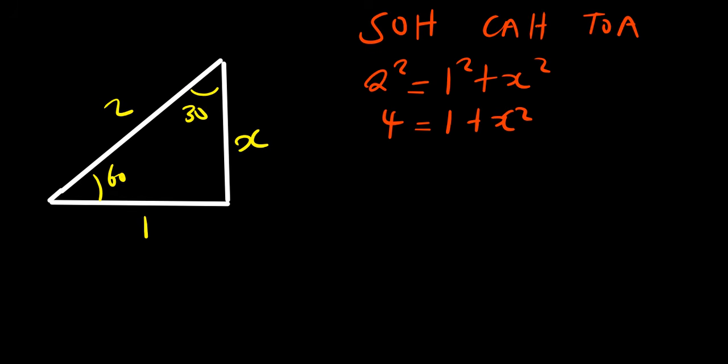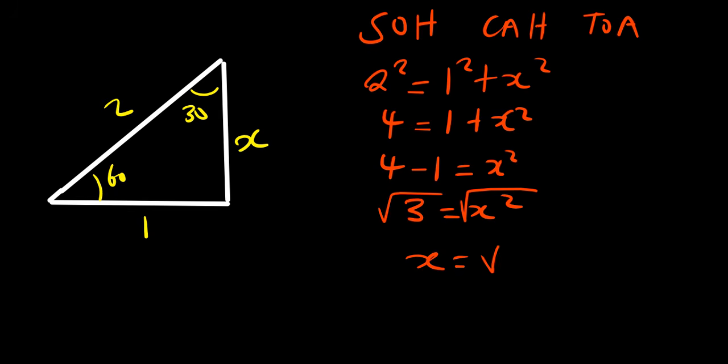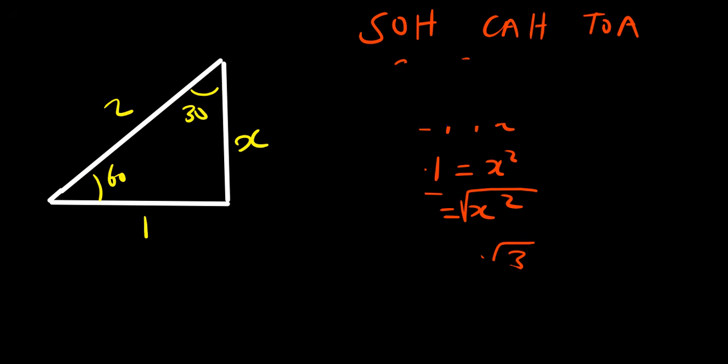Now when I take the 1 to the other side, it changes the sign. I'm going to have 4 minus 1 is equal to x squared. Now 4 minus 1 is just 3, is equal to x squared. Now for me to remain with my x on the other side, I'm going to take the square root on both sides. Therefore x will just be equal to the square root of 3. So if x is the square root of 3, let's replace where x is.